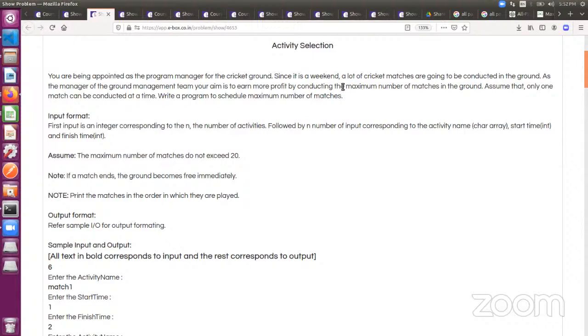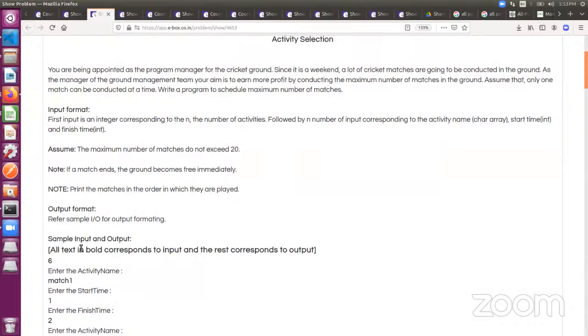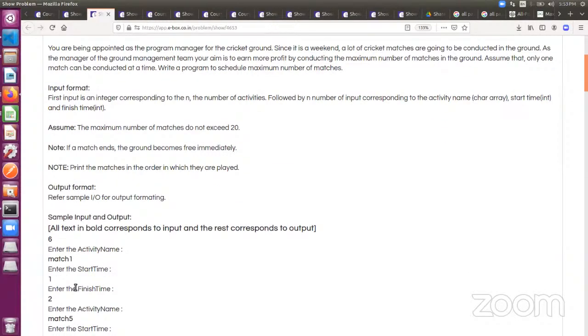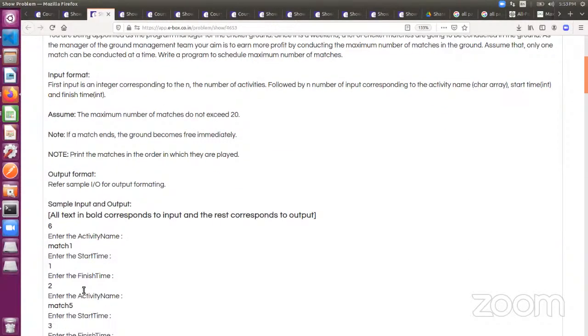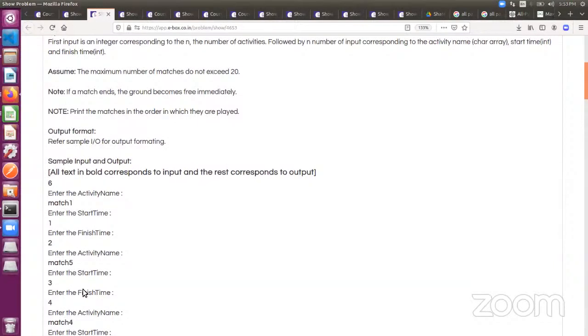Okay, the objective is to conduct the maximum number of matches. Assume that only one match can be conducted at a time. Write a program to schedule maximum number of matches. And you can see an assumption: the maximum number of matches does not exceed 20. So they're telling that the number of matches that are going to be played is not greater than 20. So that doesn't matter. See here, the input is you're given the match name, the start time and the end time.